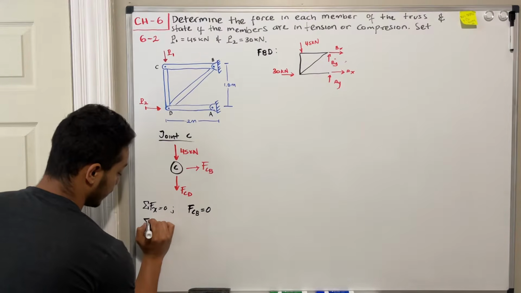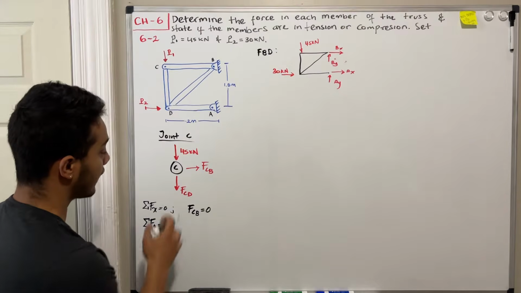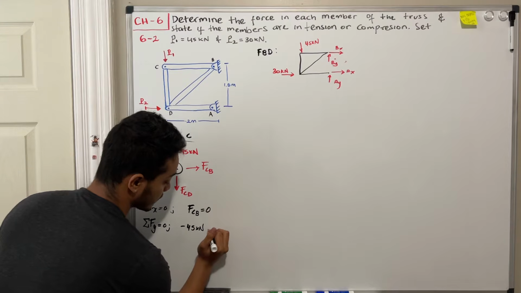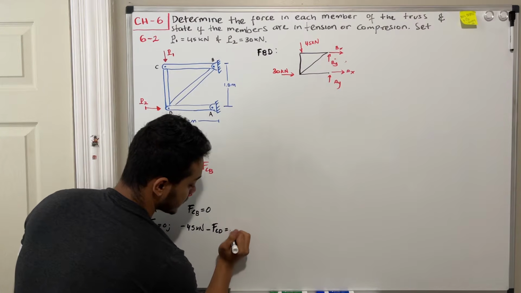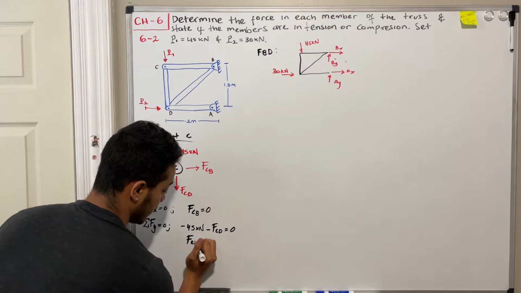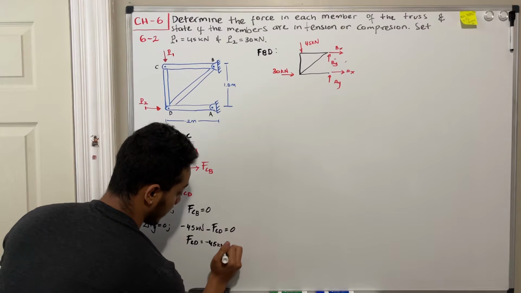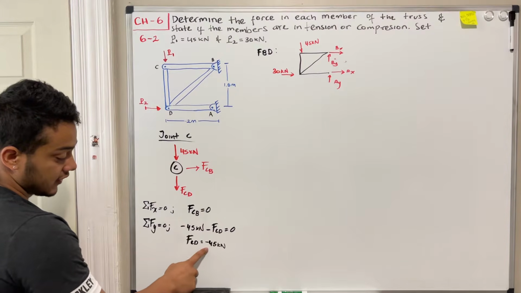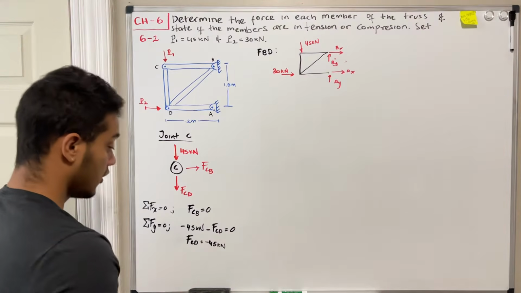Then, we can do the summation of forces in the y direction. They should be equal to 0. And what do I have? Well, I got 45 kilonewtons going down, so I got negative 45 kilonewtons minus my force CD. And this should be equal to 0. If we solve for my force CD, we'll figure out that my force CD is equal to negative 45 kilonewtons. Okay? So as I explained before, if I get that my force is negative, that means that this member is in compression.